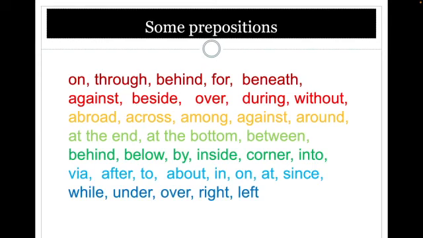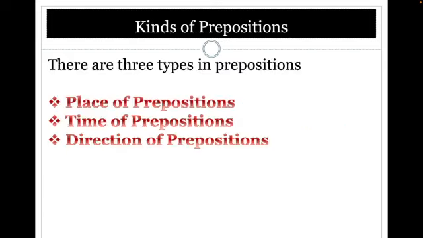And as I said, there are several different prepositions that you may find. Here are a lot of the most common preposition words. Now, there are three types of prepositions, based on the way they're being used in a sentence. You might use a preposition for telling a place, telling a time, or telling a certain direction.